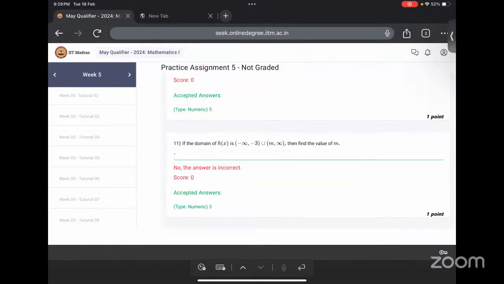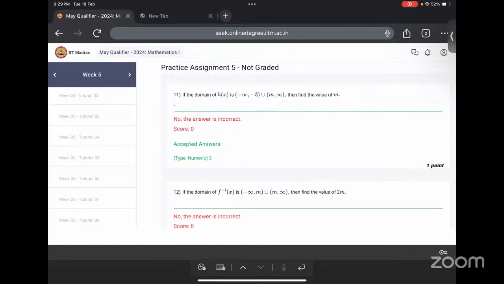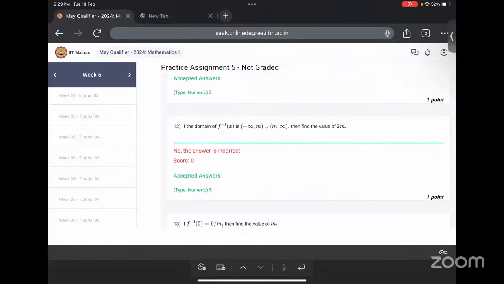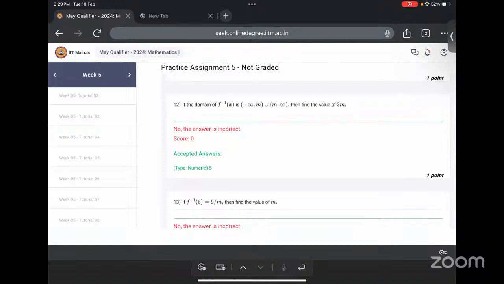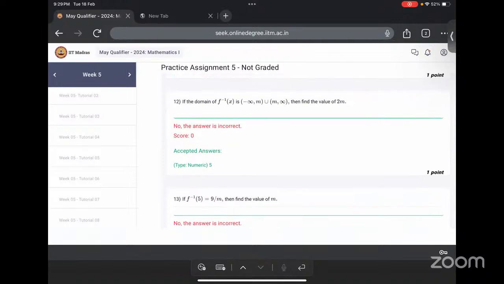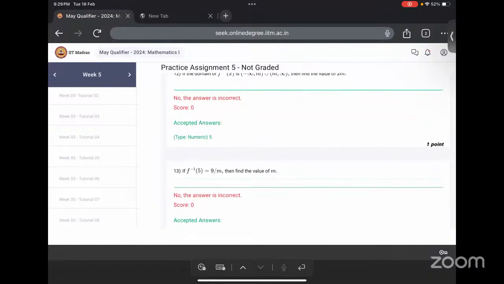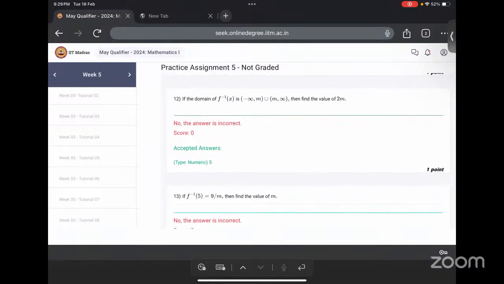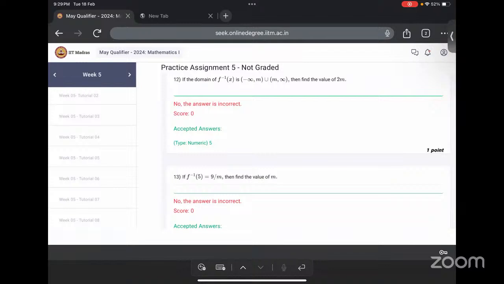So we have f. We have to calculate f inverse. We know how to calculate f inverse, right? Yes. So again, we have to calculate the domain of f inverse. Then we have to find the value of m. And then we have to do the 13th one. This is simple, right? So you can do them, right?